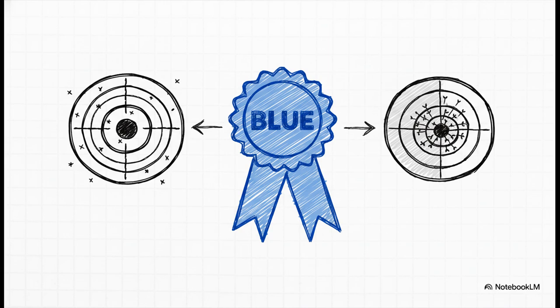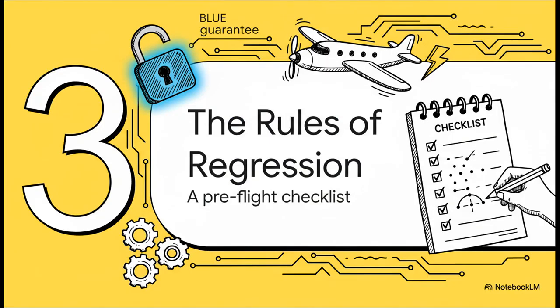Okay, this next part reveals the secret behind why OLS is so legendary. Thanks to this beautiful piece of math called the Gauss-Markov theorem, as long as we follow a few key rules, OLS becomes the undisputed champion of linear models. It's BLUE, the best linear unbiased estimator. Unbiased just means it hits the bullseye on average, and best means it's the most precise, most reliable tool in our entire statistical toolbox. But, and this is a huge but, with great power comes great responsibility.